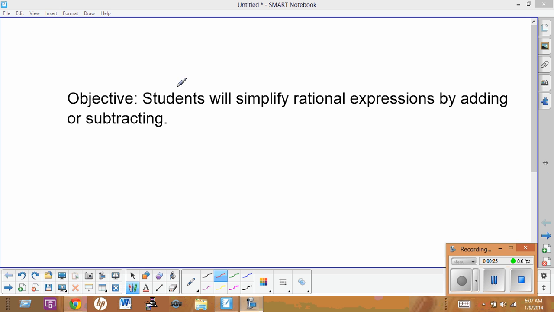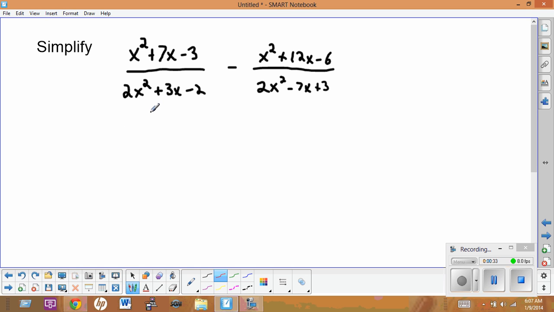Okay, so our objective today is students will simplify rational expressions by adding or subtracting. Let's go ahead and take a look at our first problem. So here we have two rational expressions being subtracted. Our first one is x squared plus 7x minus 3 all over 2x squared plus 3x minus 2. So go ahead and write that down if you haven't already. And from it, we're going to subtract x squared plus 12x minus 6 all over 2x squared minus 7x plus 3.